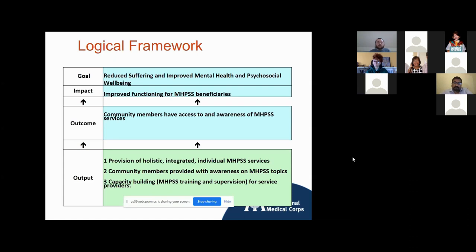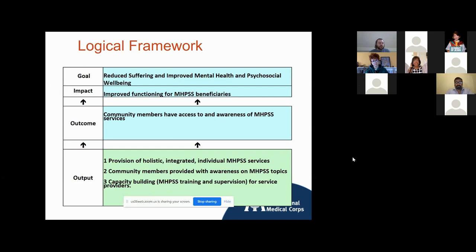The outcome that has been chosen is community members have access to and awareness of MHPSS services. Again, this is adapted from the M&E framework. This is very important as part of the integration model. The whole goal of integration really is that people have access to and awareness of MHPSS services for when they need them. Within the community, that people know about those services, they know how to access those services, and that they would feel comfortable with accessing the services and that services are acceptable for them as well, including means of cultural acceptability also.